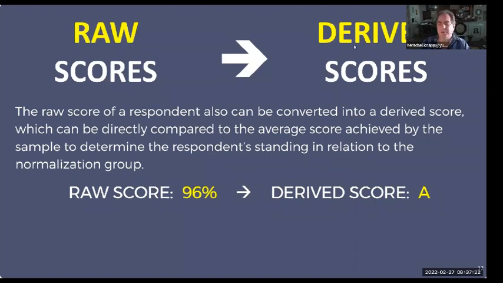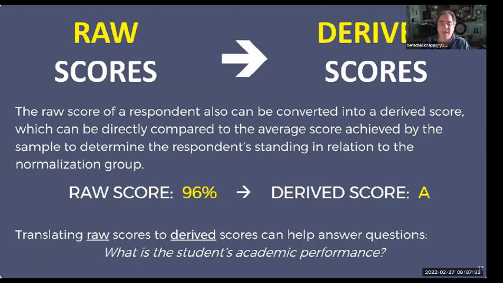So we go from raw score to derived score to attach some more meaning to it, more specific meaning. Because there's not much difference really between someone who scores 96 and 96.1. And so this is a way of clustering categories, groups of numbers, of raw scores into something that's more meaningful to us. So again, translating the raw score of 96 into the derived score helps us answer the question, what is the student's academic performance? Translate that number into something that I can understand in the real world.